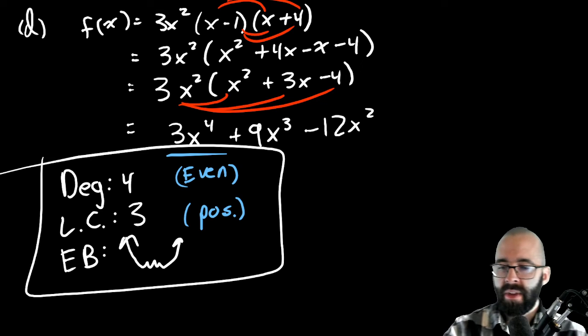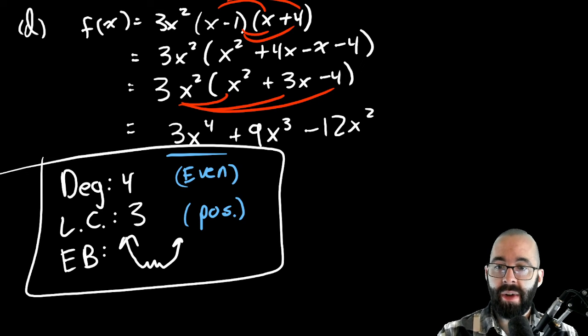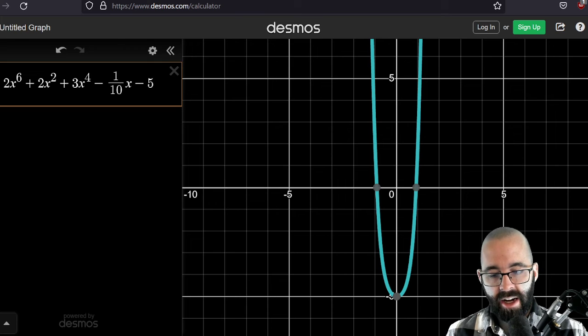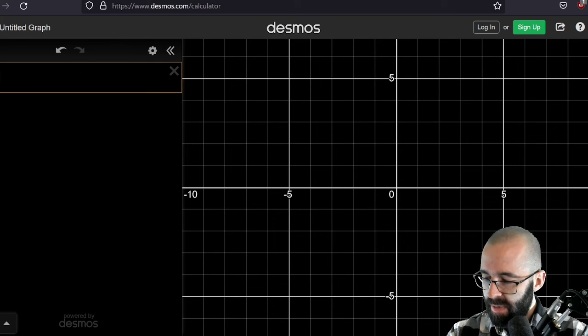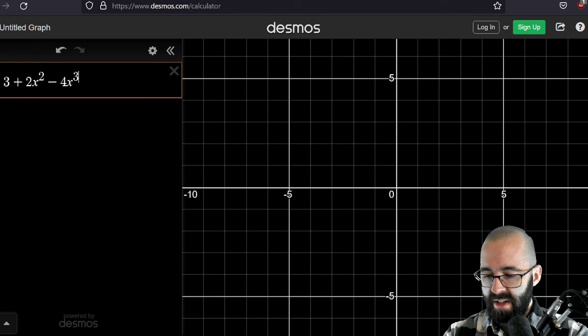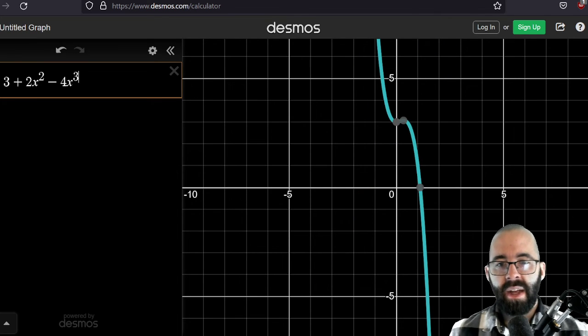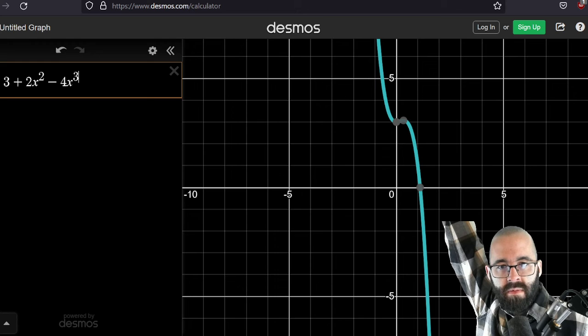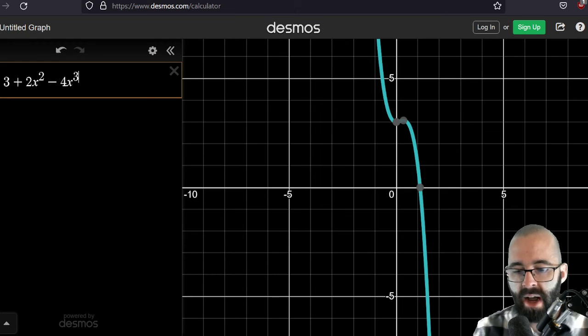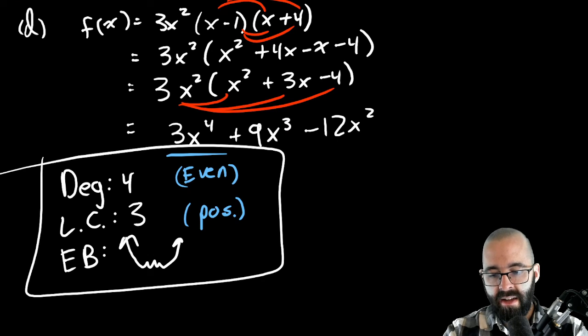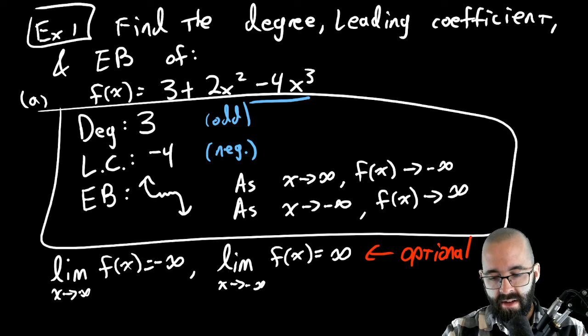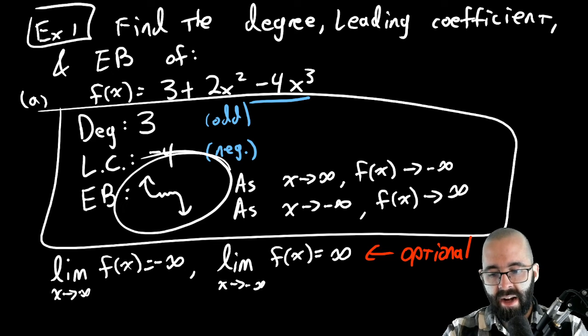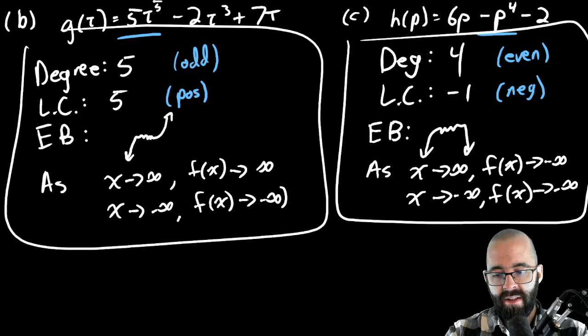Last thing I want to do, that I would highly encourage you to do whenever possible, is let's check our answers on these. Let's look at part A. 3 plus 2x squared minus 4x cubed. What's the end behavior for this one? Up to the left, down to the right. Is that what we had for A? Up to the left, down to the right? Good, we had the right end behavior.